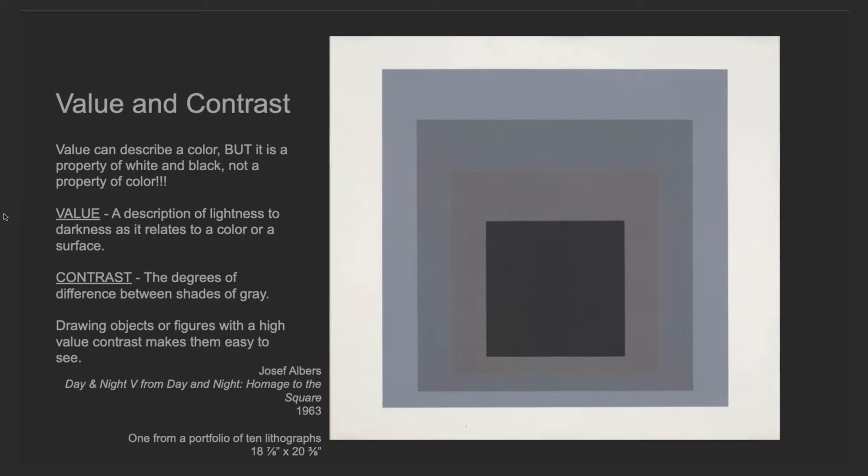Contrast is the degree of difference between white and black, or between two colors. So in this painting, we have a high contrast between the outside square, the white, and then the darkest square. That is a high contrast. But low contrast means that there's not much difference between the two values. So we have these two squares that are particularly close together in value. This is low contrast.